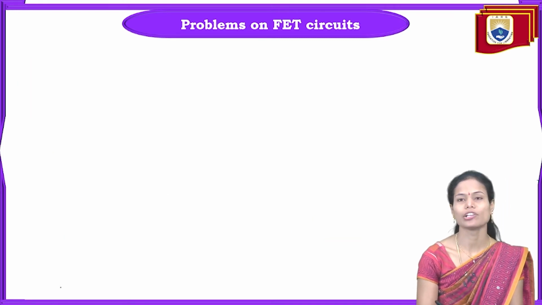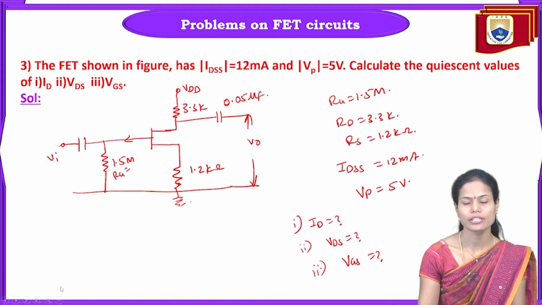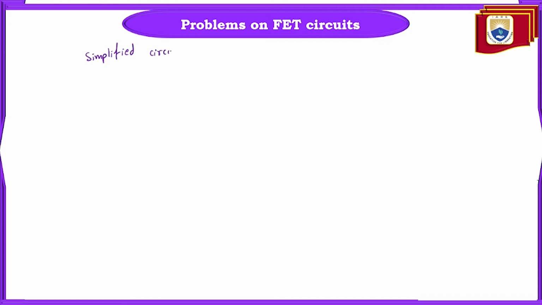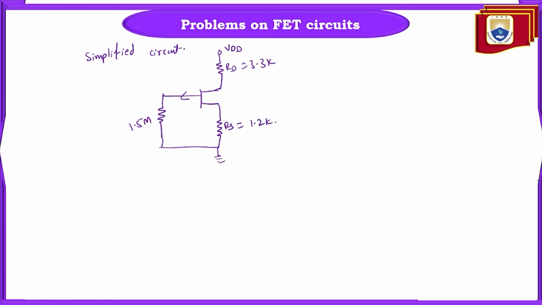So to calculate those values, I am taking the simplified version of this given circuit. I am drawing the simplified circuit. In that we are taking only the drain resistance RD and source resistance RS. Here we are applying VDD, and the gate resistance RG. We are not considering the capacitors in the circuit while calculating the parameters. So this is 1.5 mega ohm, given in the problem itself. It is 3.3K and 1.2K here. These are the drain, source, and gate terminals of the FET.